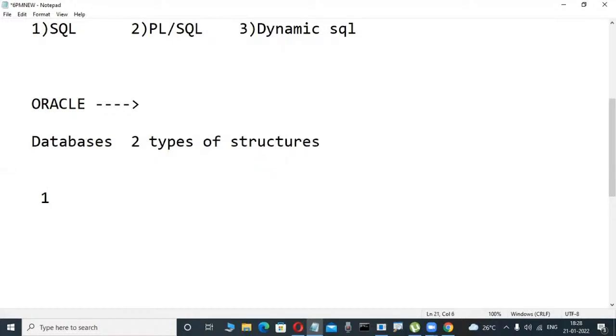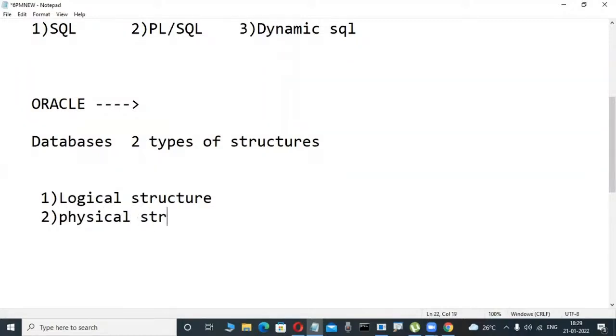Maybe anybody has an idea? Suppose you are taking Oracle, SQL Server, MySQL, DB2, any relational database software you are installing in your system. Two types of structures are there. One is logical structure. Database means it is a place where we can store structure. Here one is logical structure. Another one is physical structure.